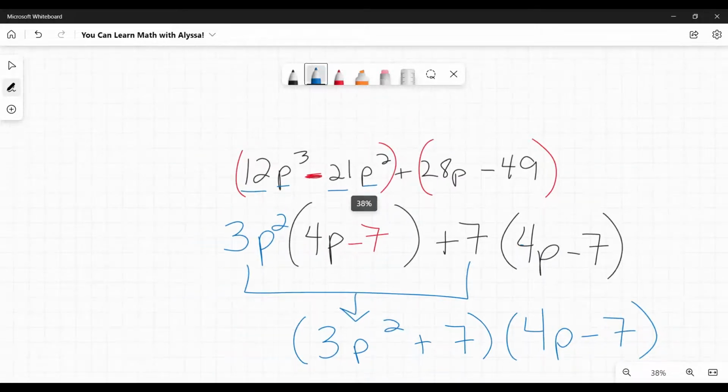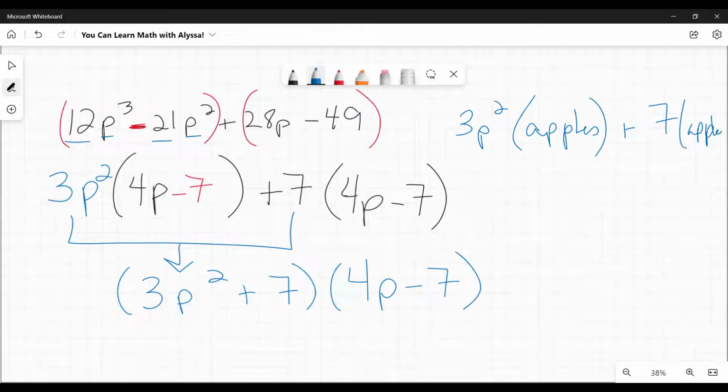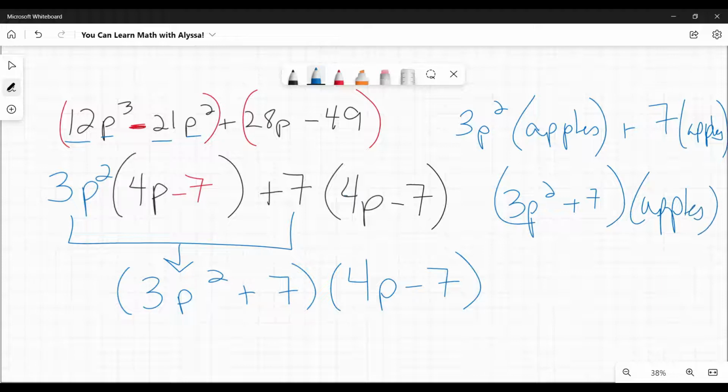The reason this works, if you're wondering, why are you doing that? If I change that 4p minus 7, and I said, I have 3p squared boxes of apples, and I added 7 boxes of apples, what would I have? I would have 3p squared plus 7 boxes of apples. I know I'm using words instead of numbers there for the apples, but I think it kind of helps a little bit in this case to see the principle of what we're dealing with.